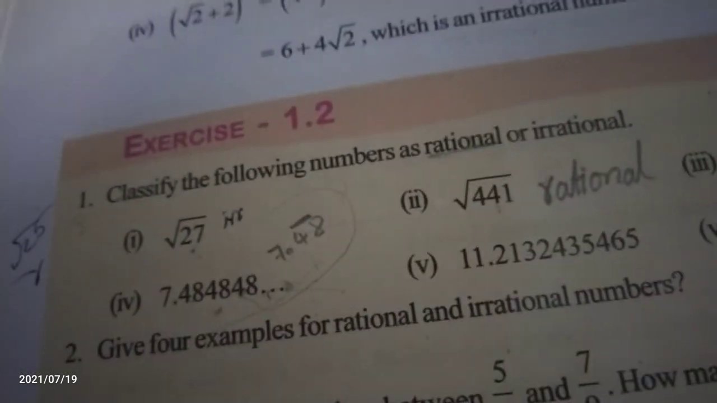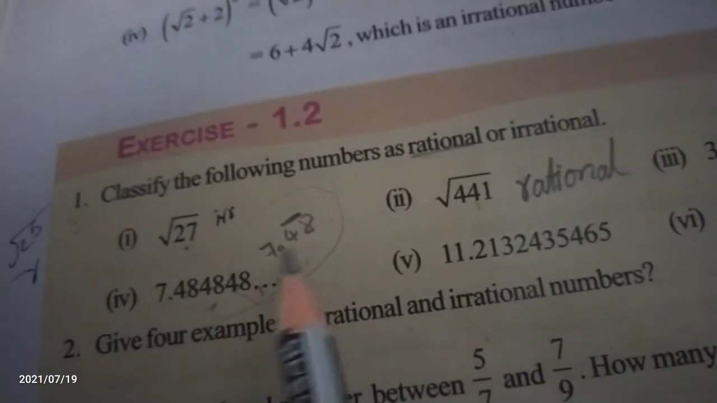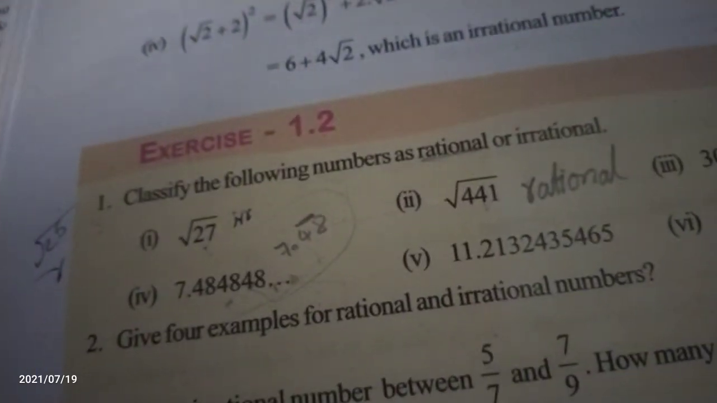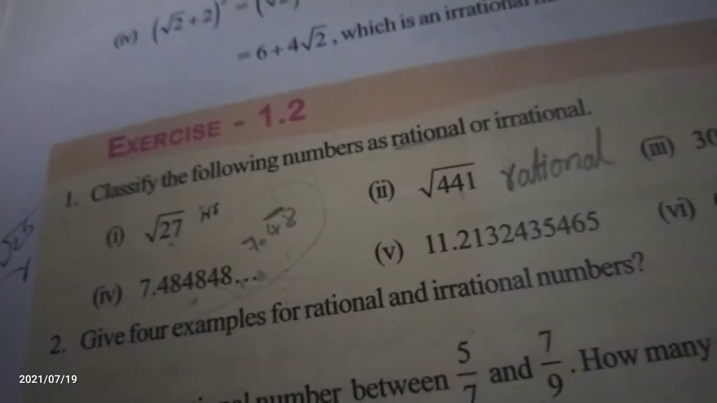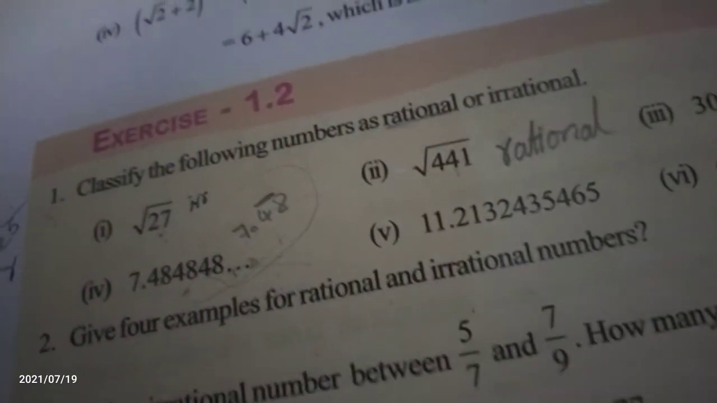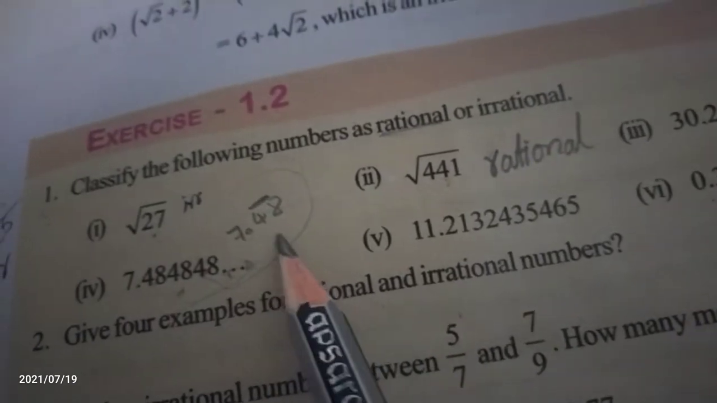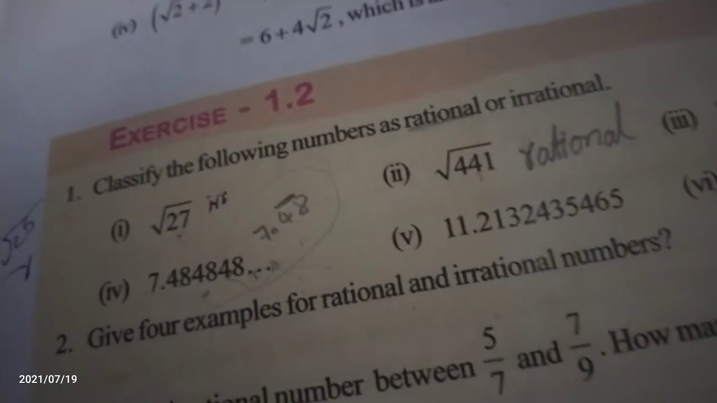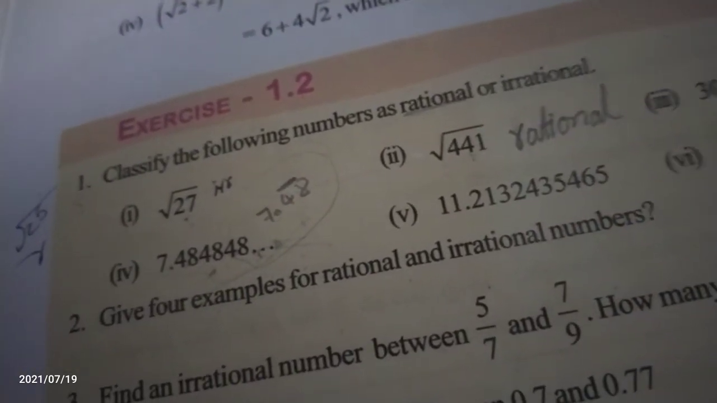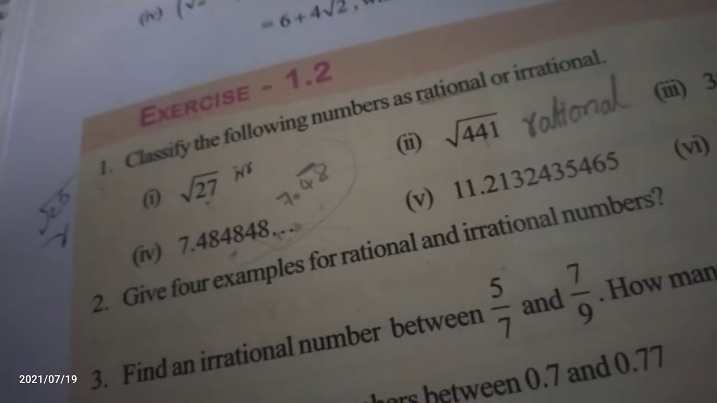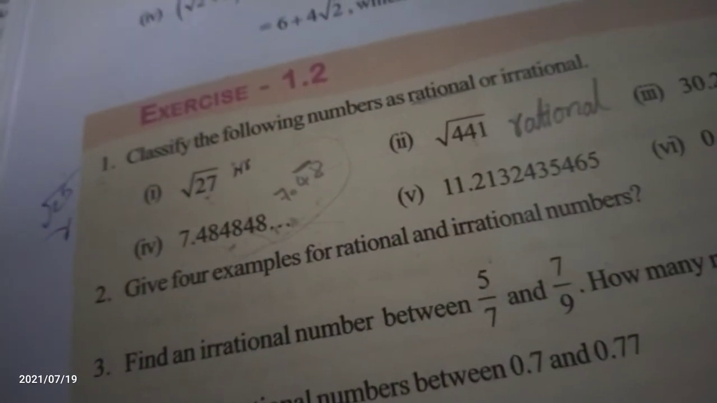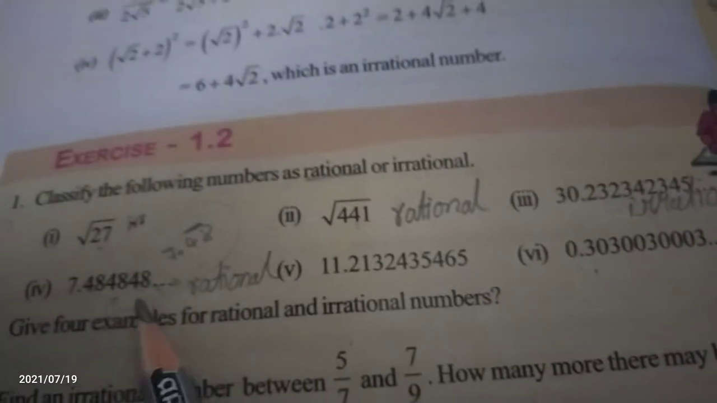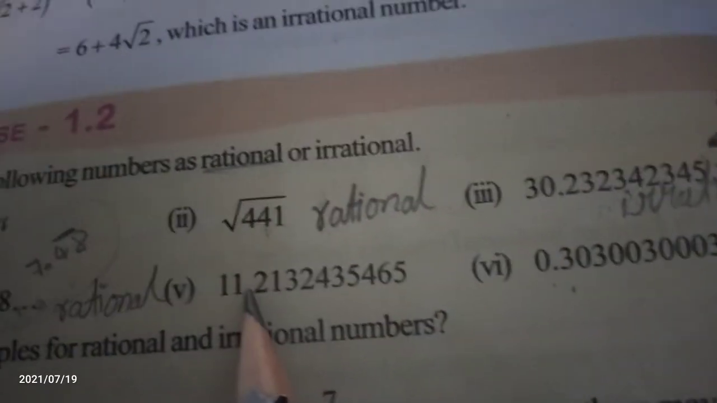Can you follow my points? This value can be written as 7.48, which means we can do the long process, and at last convert it to p by q form, by taking x as in equation 1 and multiplying equation 1 by 100. It is a long process, but at last we can convert it to p by q form, which means it is a rational number. Okay, the fourth one is a rational number. What is the fifth one? Come to the fifth one.